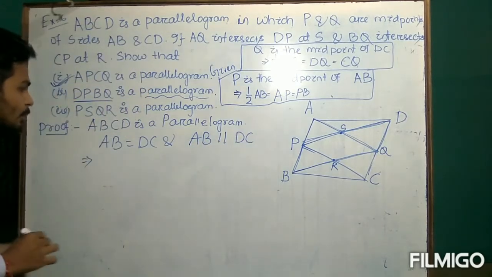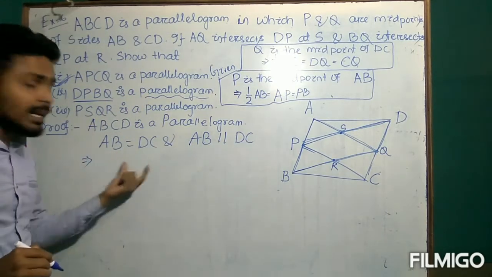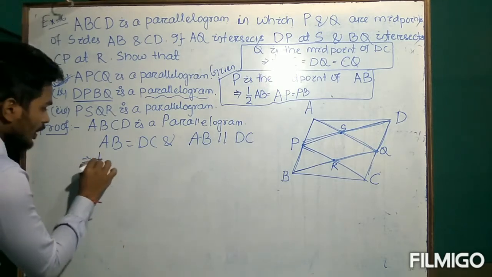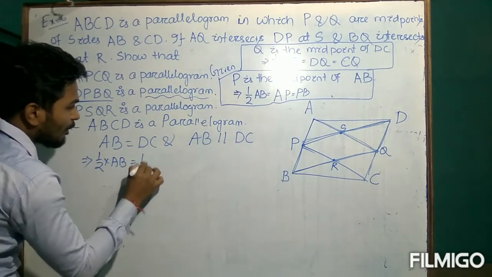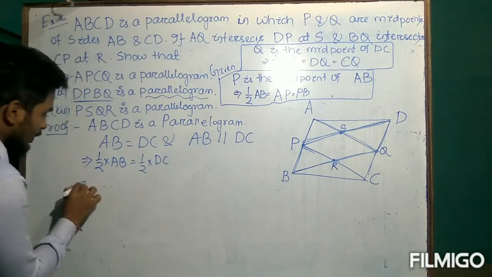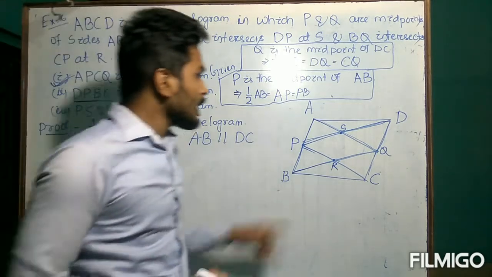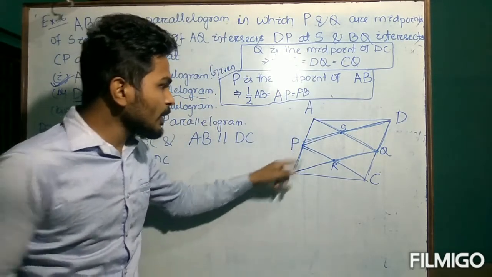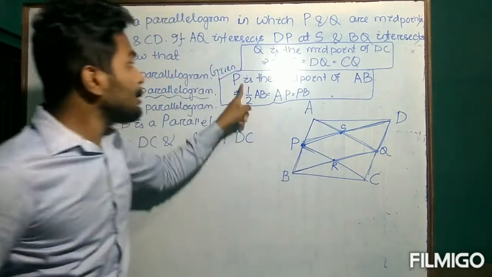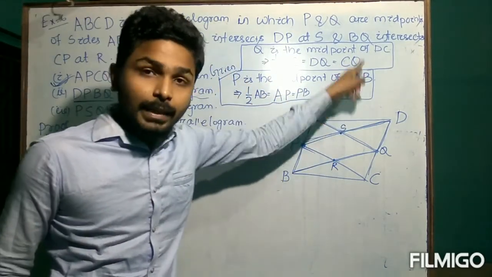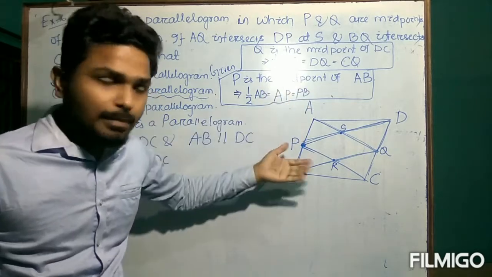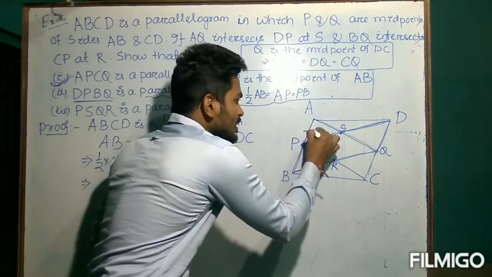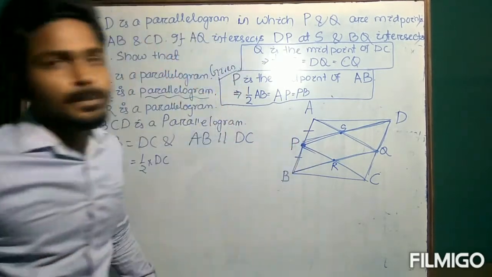Now we will do what? We will multiply half to this side and to this side. So half of AB is equal to half of DC. Since AB is the total length, we know P is the midpoint of AB. It means half of AB means this half is equal to this half, since P is the midpoint. So this distance is equal to this distance.